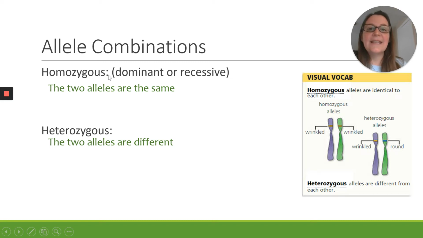A zygote is that initial single cell, that fertilized egg. So you have a fertilized egg cell, the very first. It has exactly 46 chromosomes, and it's a little zygote. So in order to have two of the same alleles, you have to be at least a zygote, right? Okay, so homozygous. Zygous is talking about that initial fertilized egg, that initial set of DNA.